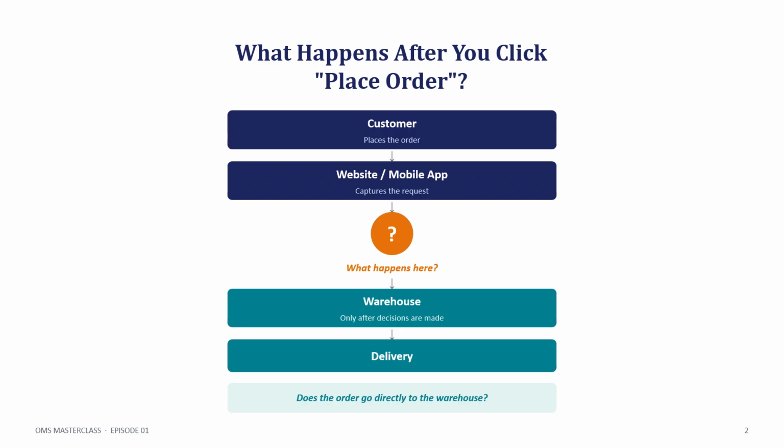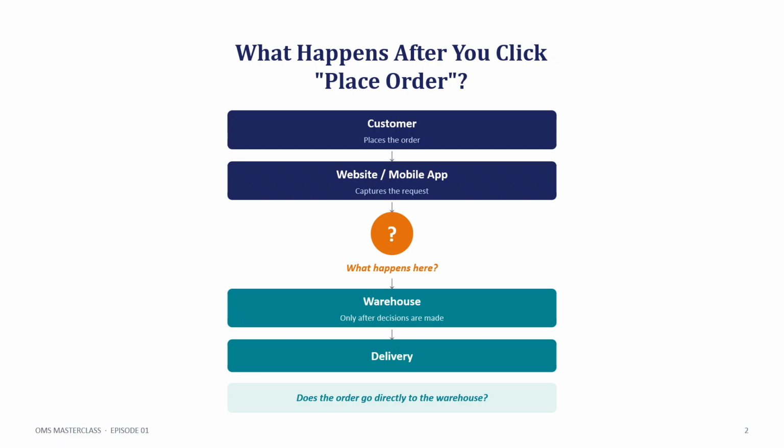Before the warehouse can even receive the order, the order management system has to make several important business decisions. Questions like, was the payment successful? Is the requested inventory available? Which warehouse or store should fulfill this order? Can the promised delivery date be met? Should the order be split into multiple shipments? Only after all these decisions are completed does the order move to the warehouse.